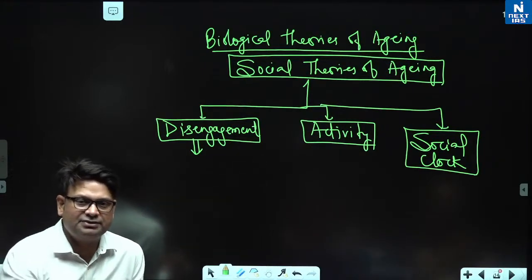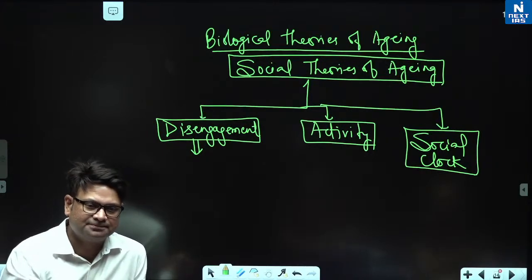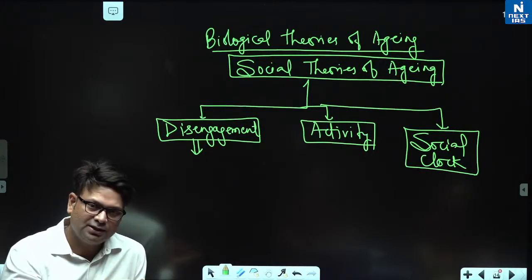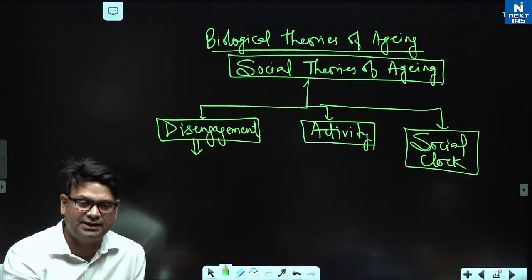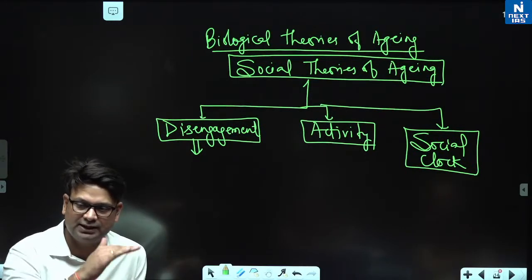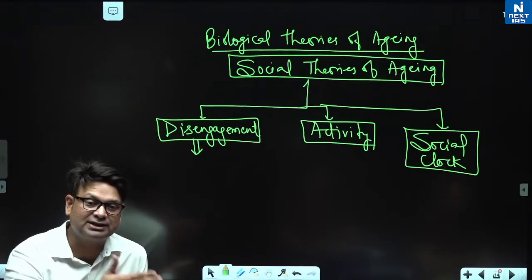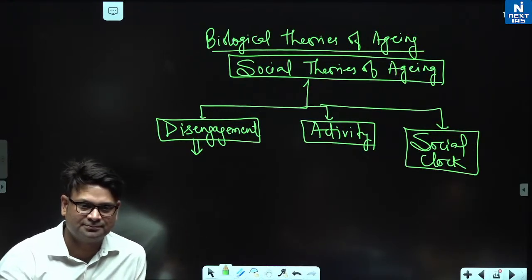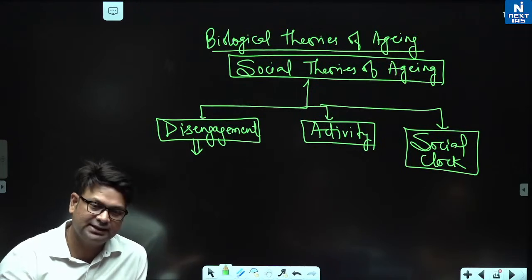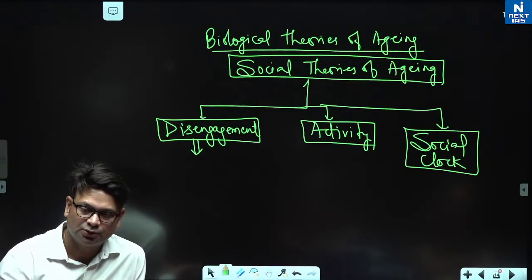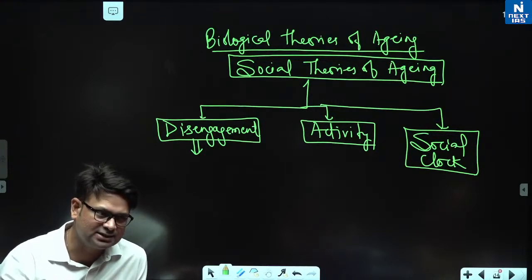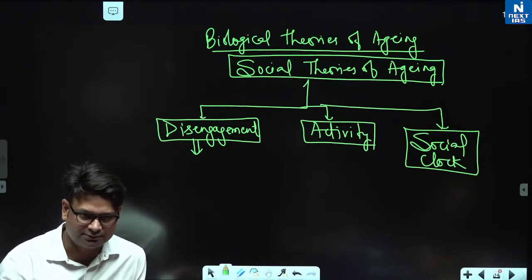Activity theory says that people remain engaged in activities even after attaining the age, but the nature of activities changes. After attaining a certain age they are more engaged with their grandchildren, tending their pets or doing some social work.